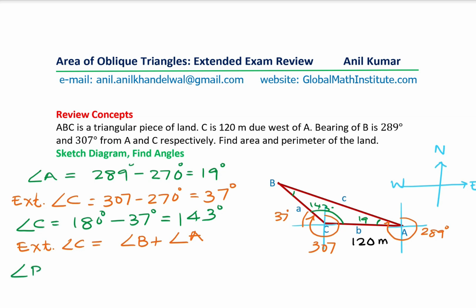So angle B is equal to exterior angle C take away angle A, which is 37 degrees take away 19 degrees. And that is equal to 17 take away 9 is 8, and we get 18 degrees. So this angle here is 18 degrees. Does that make sense to you?